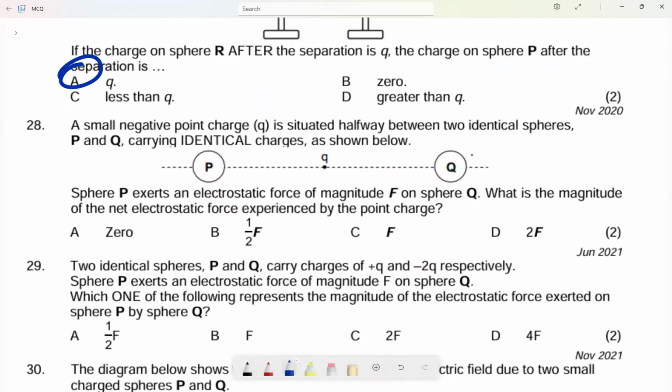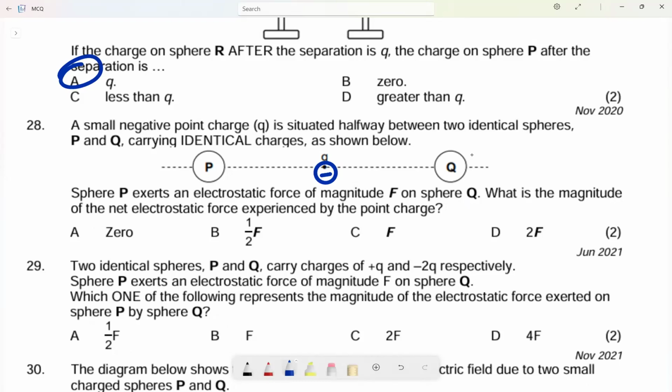28. A small negative point charge Q. They told you it is a negative point charge. We also have positive point charges, but this one is negative. It is situated halfway between two identical spheres P and Q, carrying identical charges, as shown below.